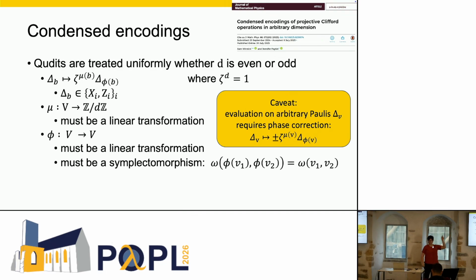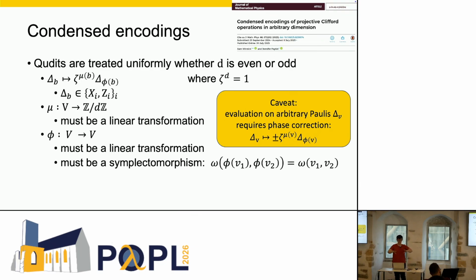And the caveat is that, this is how this function acts on B. To evaluate the projective Clifford on an arbitrary Pauli, δV, we need some kind of phase correction. So we need a plus or minus 1. And figuring out that phase correction is maybe not linear. It's maybe not so easy. But we have formulas to work out how to do it.